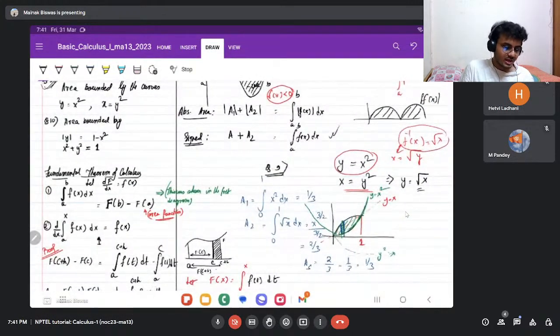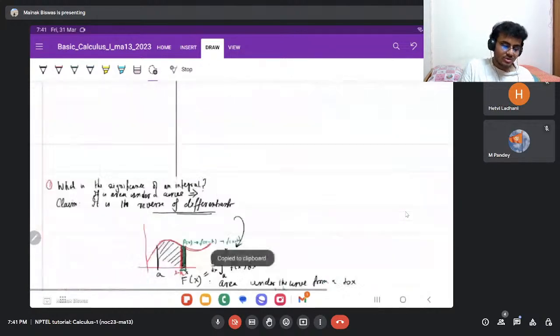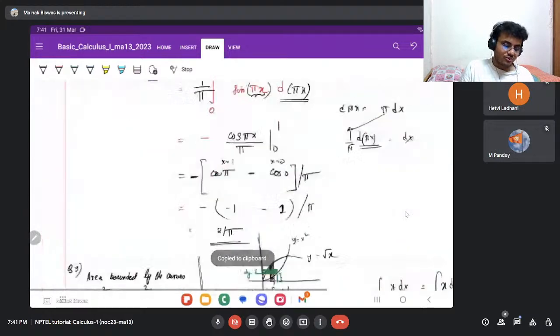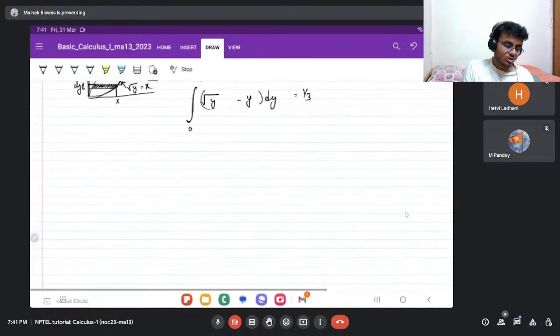This is an important, nice question. This will give you some idea. Let us breeze over this. This is not a tough question, but we need to see which function is above and which is below.